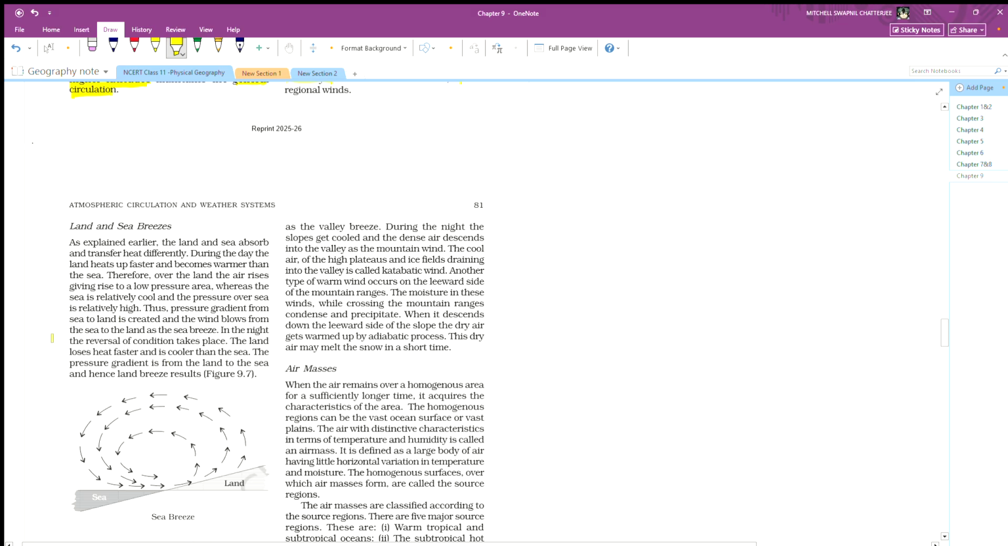Thus, the pressure gradient from sea to land creates a wind that blows from sea to land, which is known as the sea breeze.